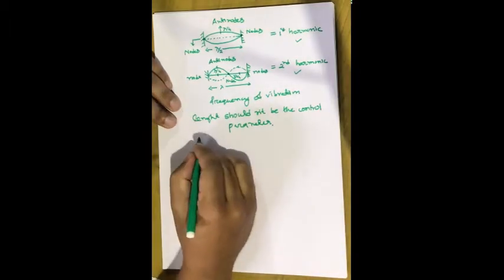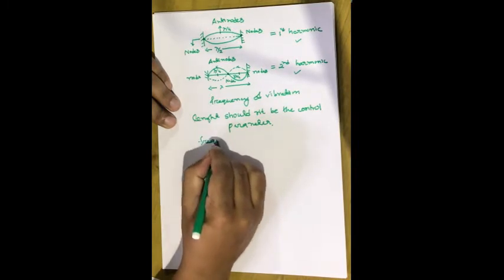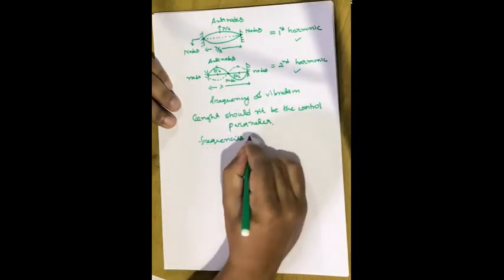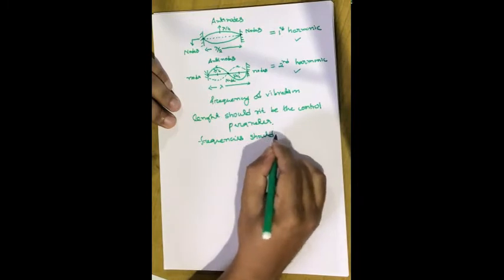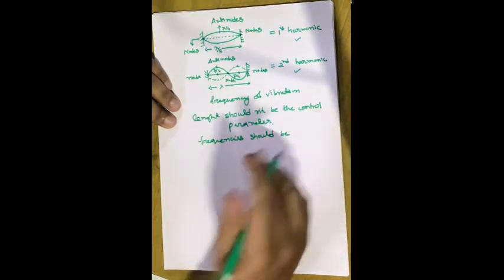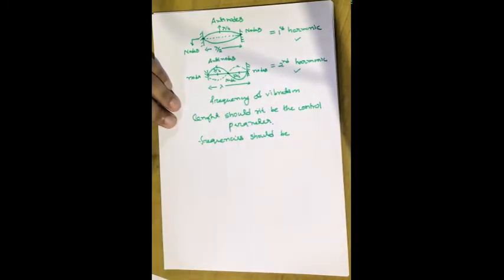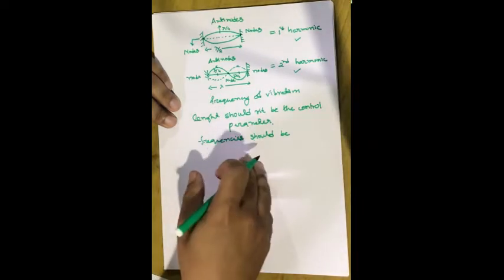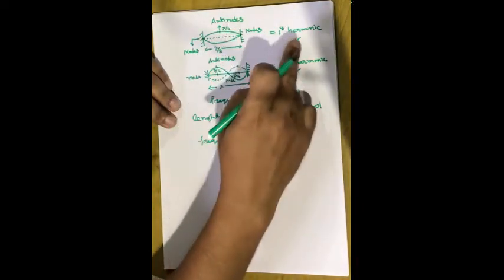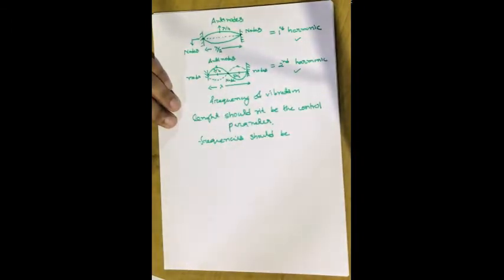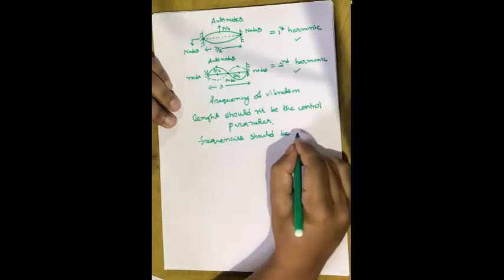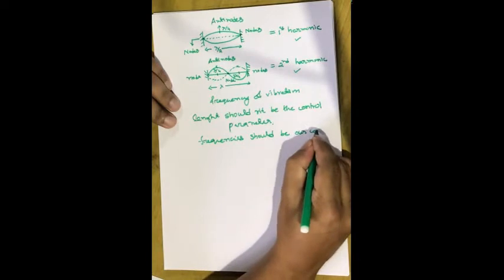So we want frequency to be the control parameter, because we can control frequency very easily. Nobody wants to control the length. You give me just any length of wire, I want to choose a frequency so that it can excite the first, second or third harmonic, etc. So frequency should be our control parameter.